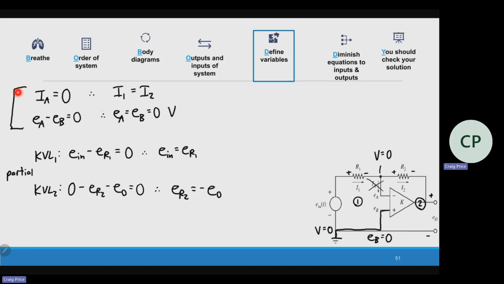This part right here kind of fed into the KVLs. That's what I used to solve these KVLs. We knew that the current is 0, so therefore the currents are fine, so I don't really need a KCL. So this kind of frees up a lot. I'm really just going to use these two equations to be able to solve for my transfer function. Then we'll be done.